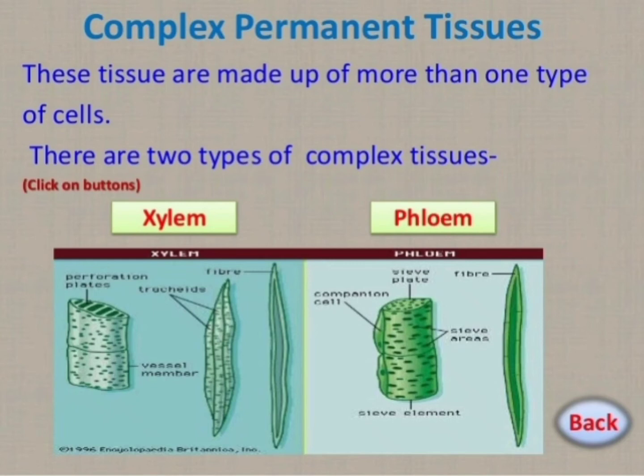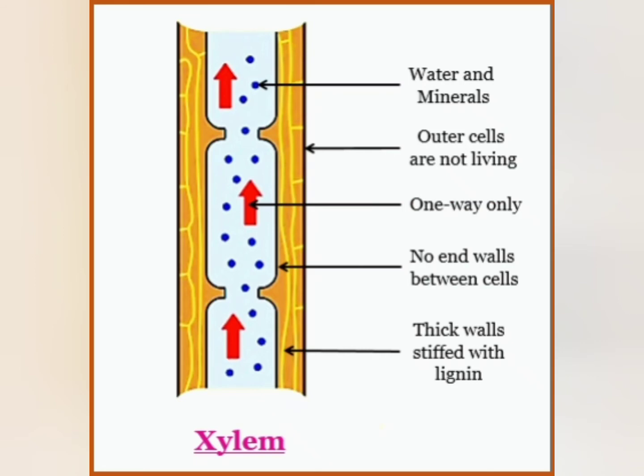So, for the very specific video today, the topic is xylem. Xylem is a complex permanent tissue which takes part in conduction of water and mineral salts inside the plant. Additionally, it provides mechanical strength. Xylem is also called wood.